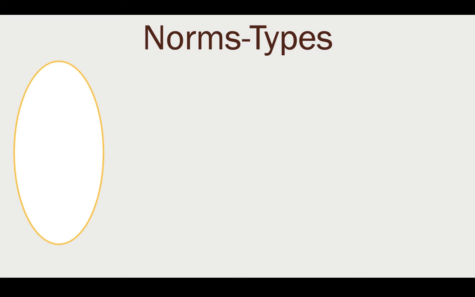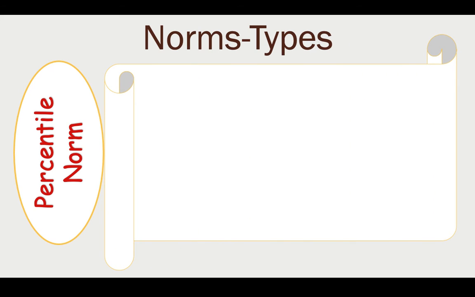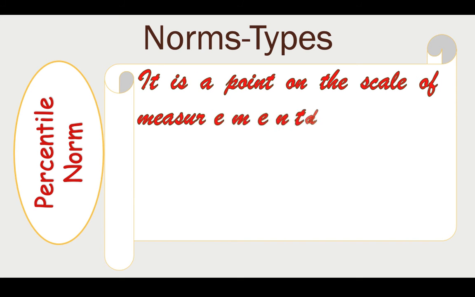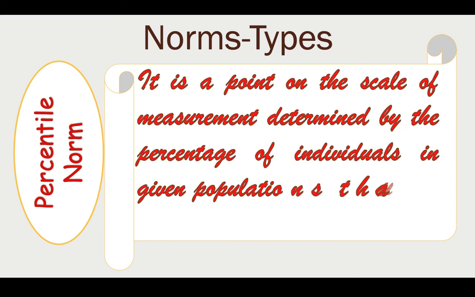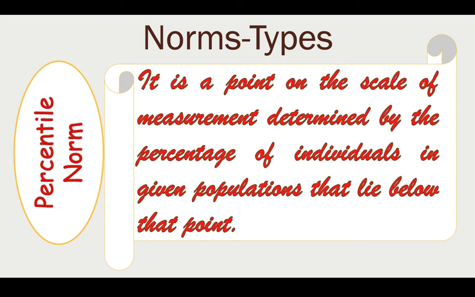Next, we have the percentile norm. Percentile norms are about the position of an individual in relation to the norming group. The percentile norm is a point on a scale of measurement determined by the percentage of individuals in a given population that lies below this point. It describes students' performance in terms of the percentage of other students in some clearly defined group that earn a lower score. This might be a grade or an age, or any other group that provides a meaningful comparison.